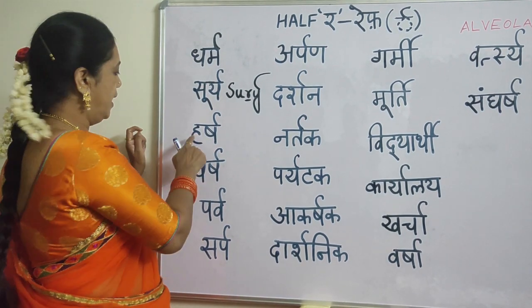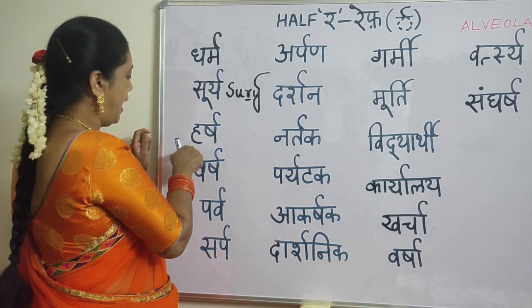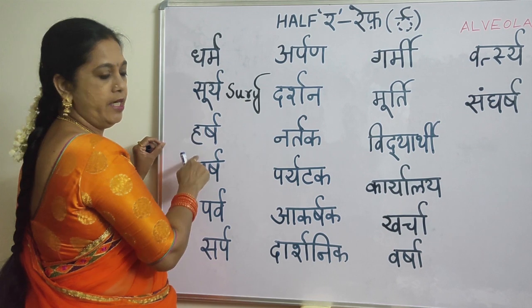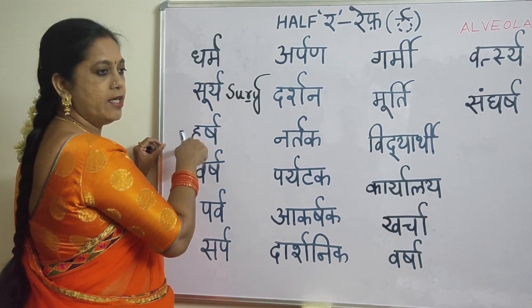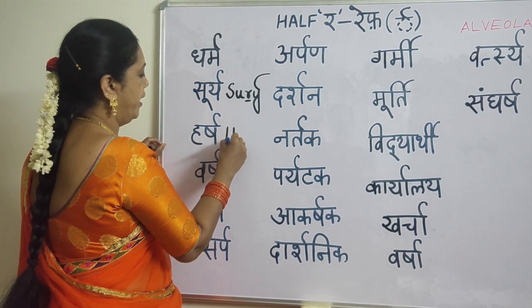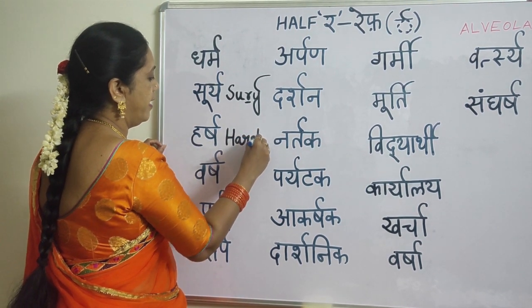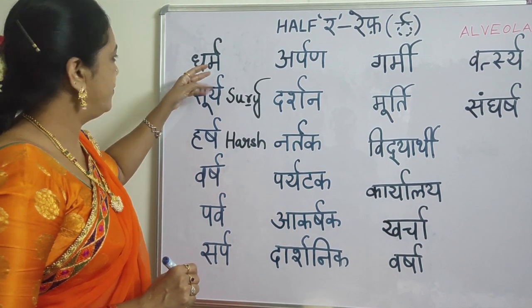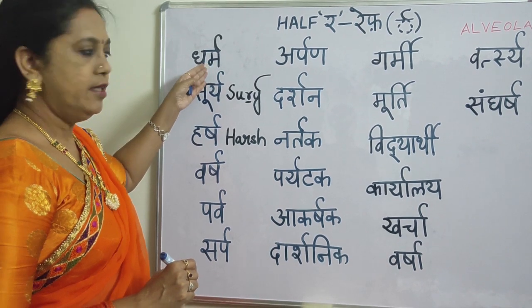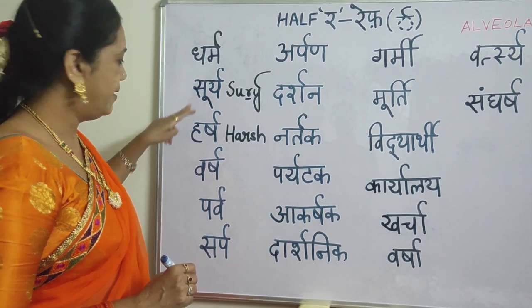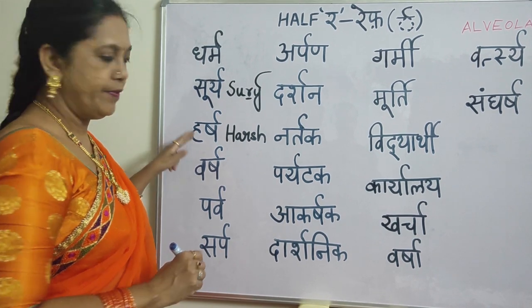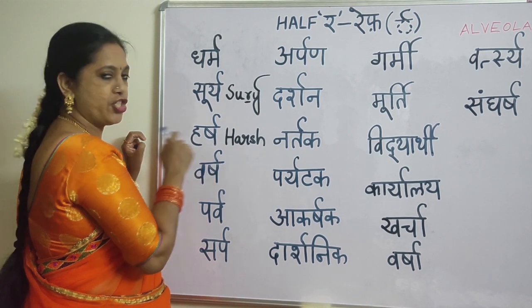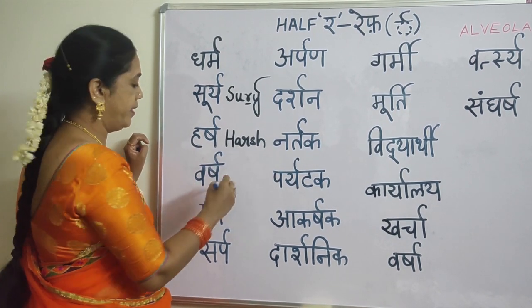Now the next one. Har. Har has got sh. After har there is a sh. In between these two the ra sound comes. So it takes over here. So har, ir, sh. Harsh. H-A-R-S-H. Now dharma. I will tell you the meaning. Dharma means religion. The next Surya is sun. Next harsh, happy. Ha, irsha. So irsh. Irsh is here. So harsh. Happy.